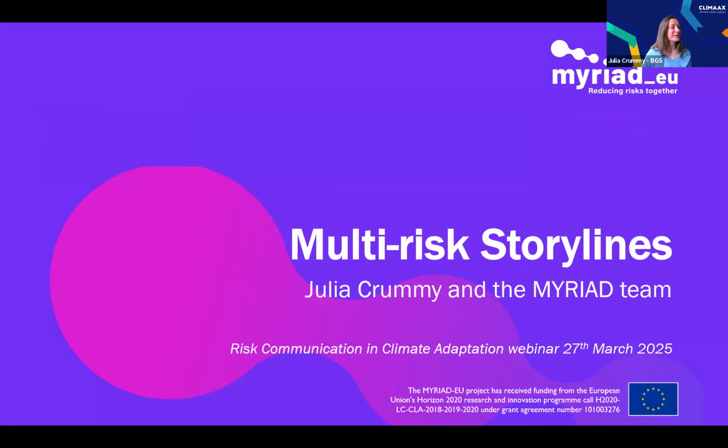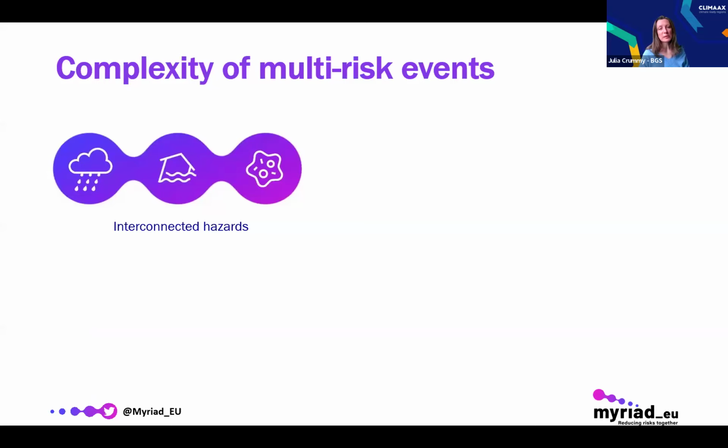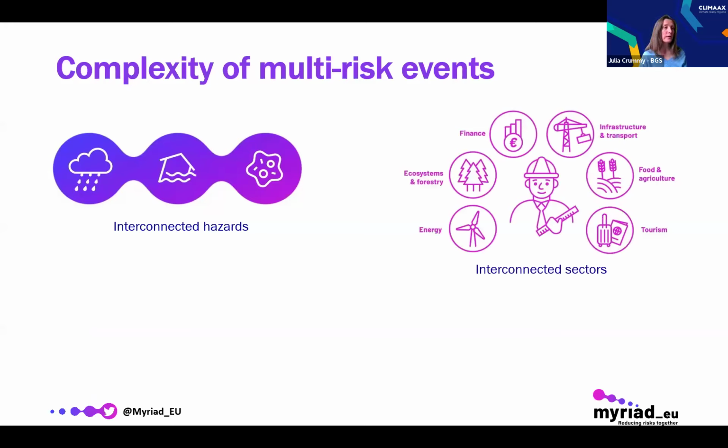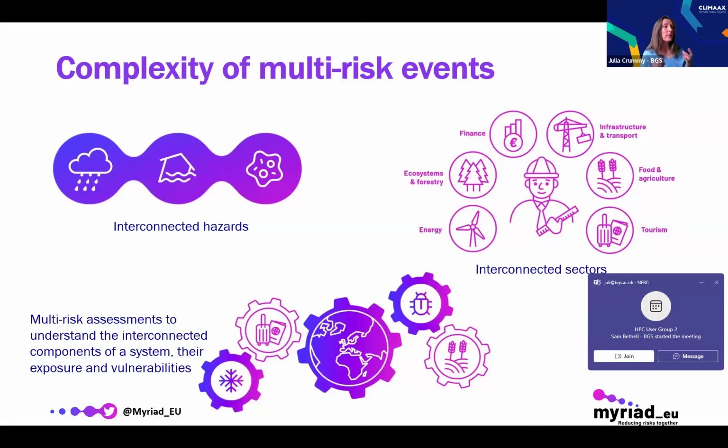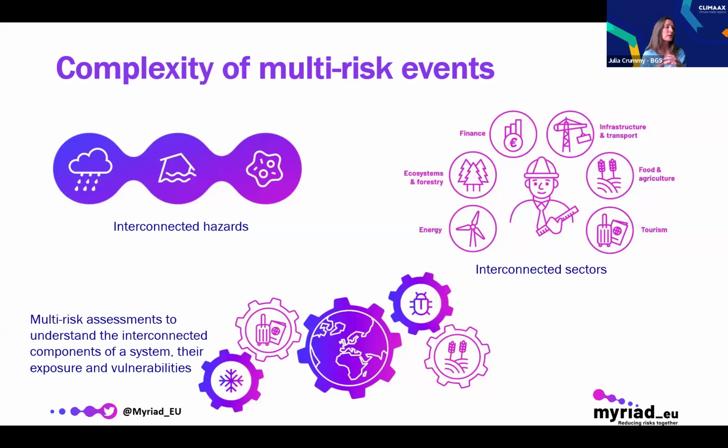So yeah, thank you. I'm going to just talk a little bit about what we do in Myriad using the storyline approach to deal with multi-risk and the complexities of multi-risk. So where we have multi-risk events, we have interconnected hazards. We have interconnected economic sectors, so where a hazard event might impact one sector and there will be sort of dependencies between sectors where there can be cascading impacts onto other sectors. And what we want to do is really bring them together into multi-risk assessments to really understand those interconnected components of a system. So the different hazards and relationships between hazards, hazard events, and then the different sectors that are involved, and to just really understand all these different components of a system and their exposure and vulnerabilities.